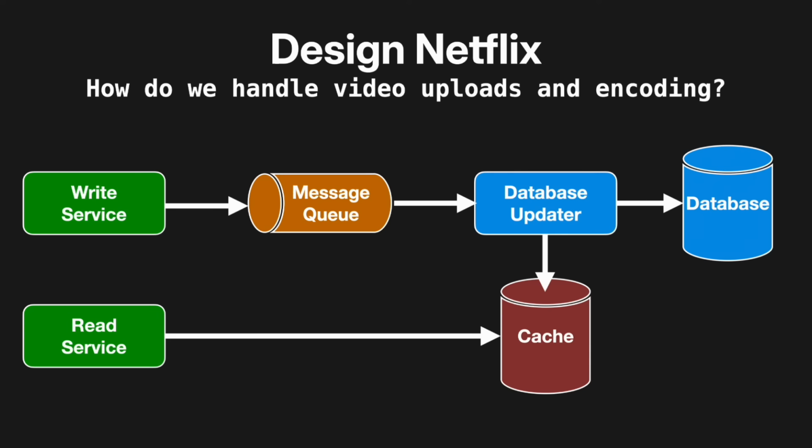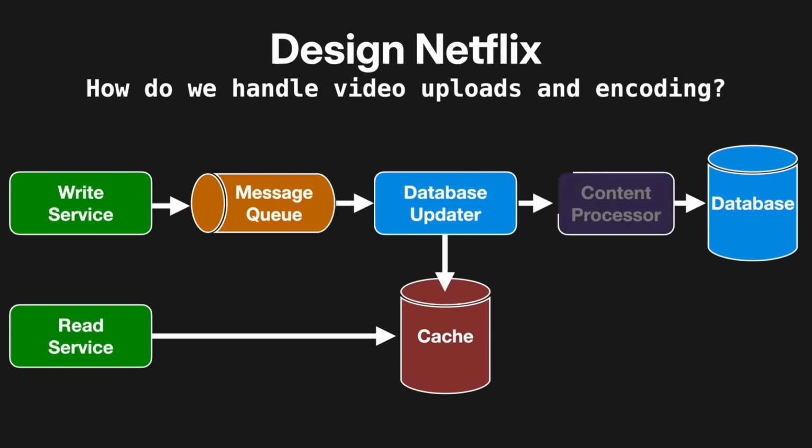To expand on this, we'll need to add special handling for video type files, which we'll do with a content processor. The uploaded video is passed to the content processor, which encodes the video into different quality levels, like 720p and 1080p, to support adaptive streaming based on users' internet speeds. This processor also generates thumbnails, trailers, and optimized metadata for search and discovery.